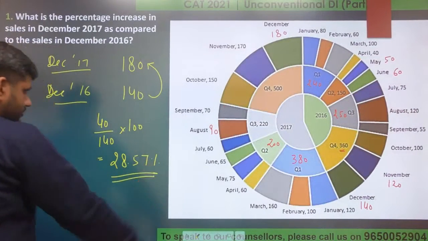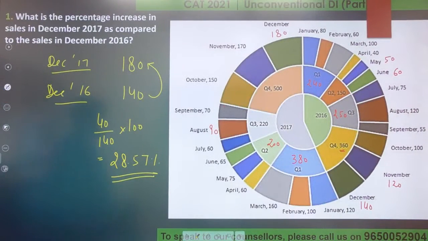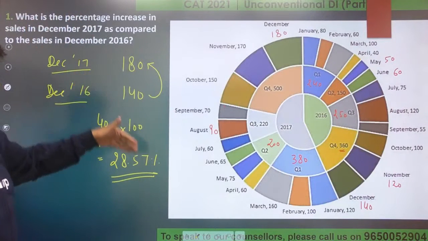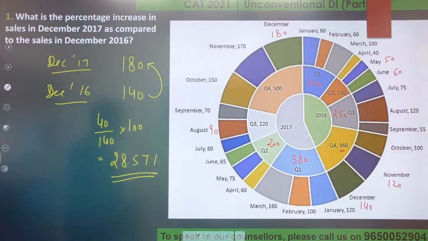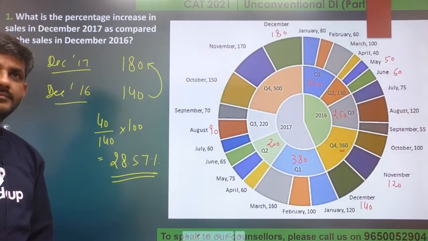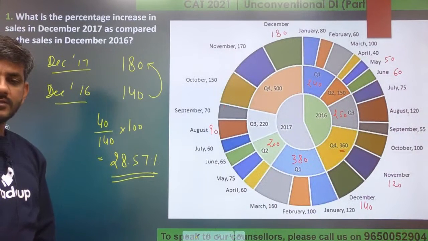28.57%. So this becomes the answer for the first question, that the percentage increase in the sales figure of December 17 with respect to December 16 is 28.57%. That's it. Not a difficult question. I hope all of you can manage it now easily. Can we move forward to our next question?